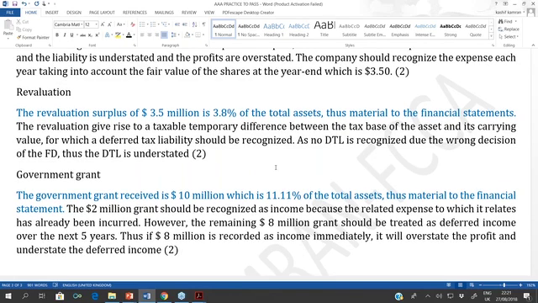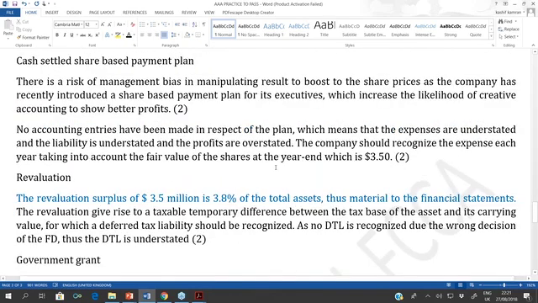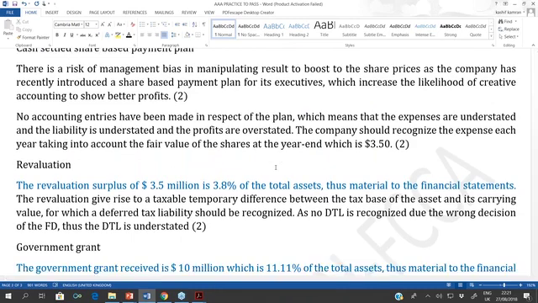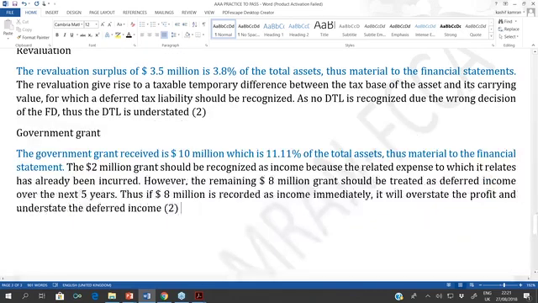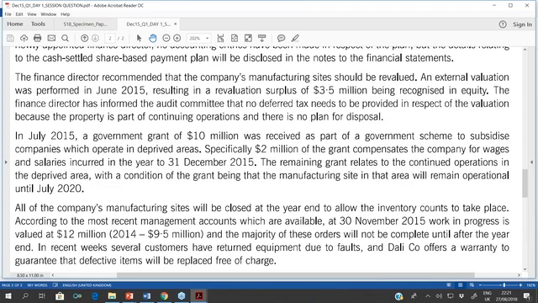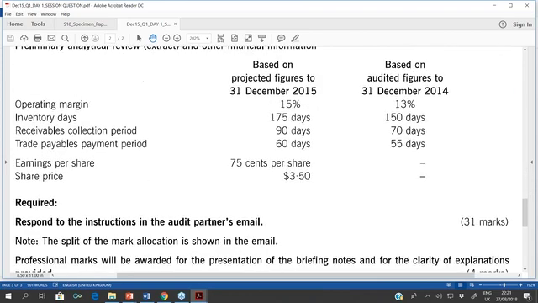See, you can see the cash settled share-based payment plan. It has 2 unique paras because I was taking 2 unique points. So let's get down with the last thing. I'm not reading the narrative, right? You can read the narrative. I'm looking at the numbers. See the numbers given.